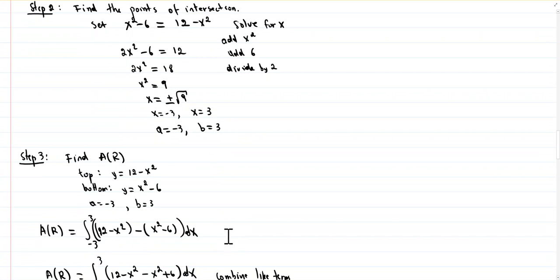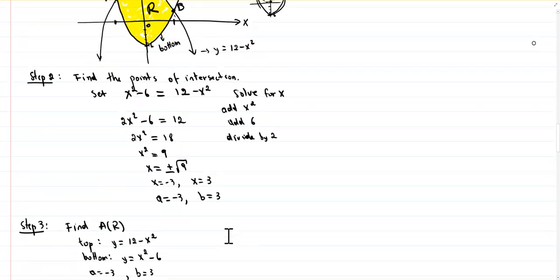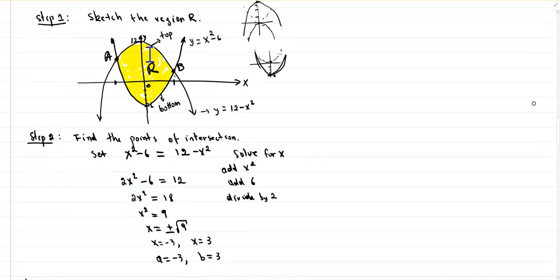So I go to the integral. When you look at this graph, the top function is this one here, the graph of y equals 12 minus x squared. The bottom function is this, the graph of y equals x squared minus 6. So the integral is going to be top minus bottom: 12 minus x squared minus quantity x squared minus 6.